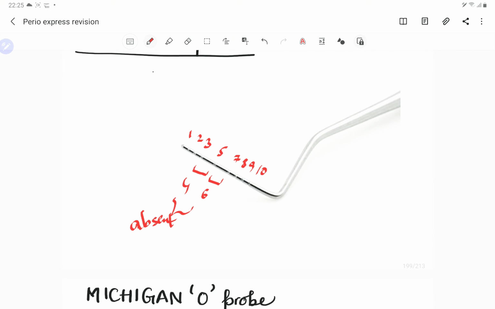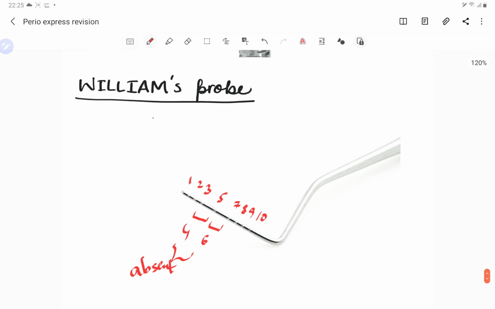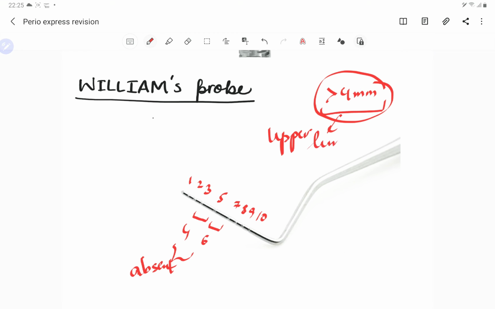Now why specifically are 4 and 6 missing in the Williams probe? This is the question most frequently asked by students. One student asked me once, ma'am, why not 5 and 7? Why only 4 and 6? Now guys, as I told you, more than 4 millimeters is what we call a pocket. So the 4 millimeter marking is the upper limit, right? This is the starting limit of a periodontal pocket. So if it is more than 4, we call it a periodontal pocket, right? So that is the upper limit.